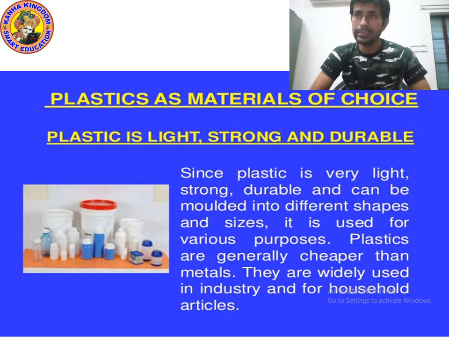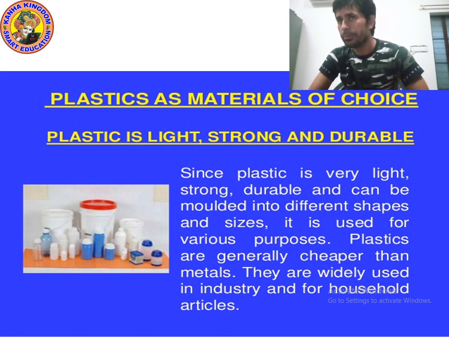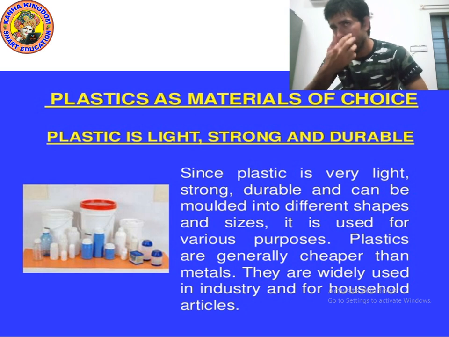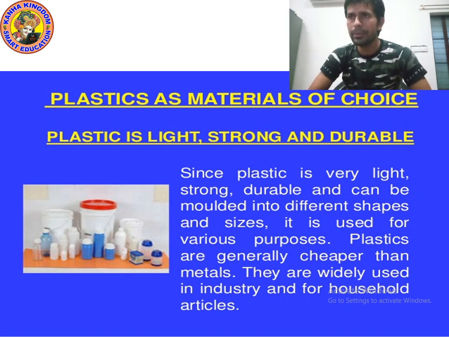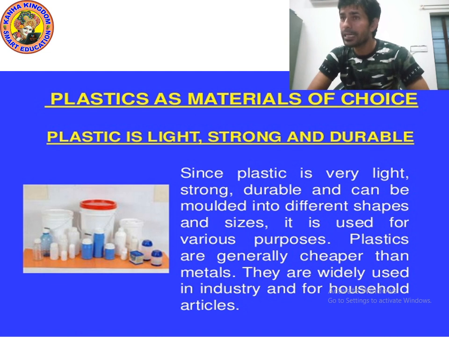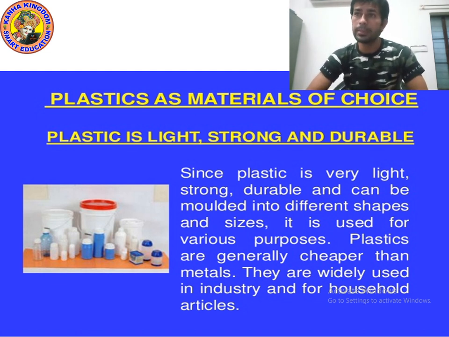Okay kids, the next characteristic is plastic is light, strong and durable. Since plastic is very light, strong and durable, it can be molded into different shapes and sizes. It is used for various purposes. Plastics are generally cheaper than metals. They are widely used in industry for household articles. Remember that plastic is light, strong, durable. Durable means long lasting.